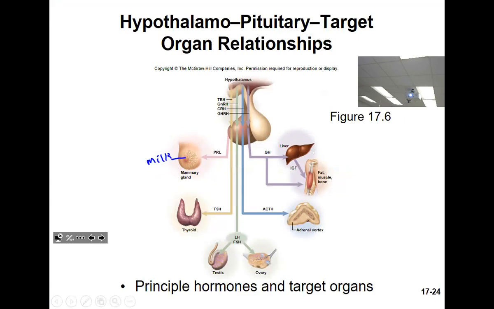Now, what I want you to know for now, and we'll build on this, is that the thyroid is going to produce hormones that are going to raise your metabolism. What does metabolism mean? The way that you burn energy. It is. Let me give you a definition for this.